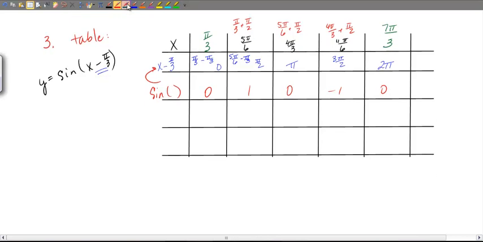Finally, the last part of this tells us what the ordered pairs are. In other words, the x and the y values if I were to plot these points. So this point comes from pi over 3, 0. So the x value is pi over 3, the y value is 0. So I have a point here. The next ordered pair would be 5 pi over 6 and 1. 4 pi over 3 and 0.